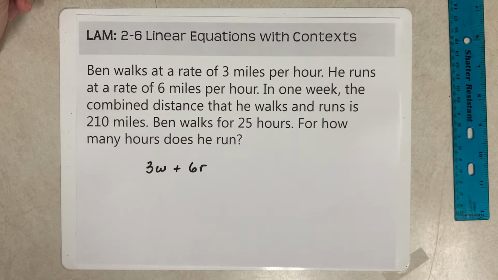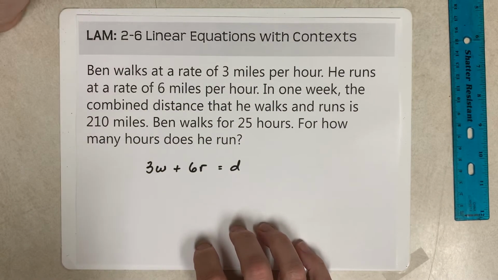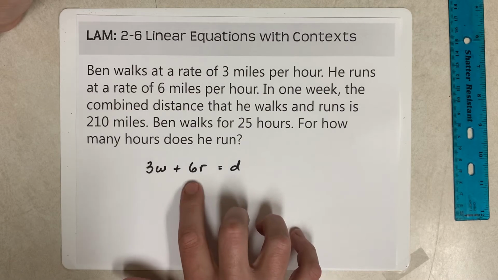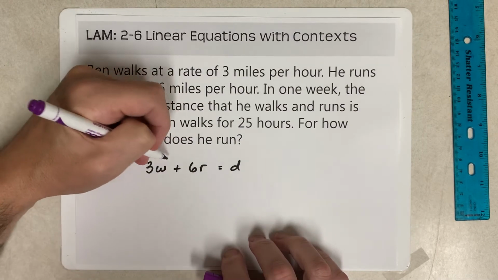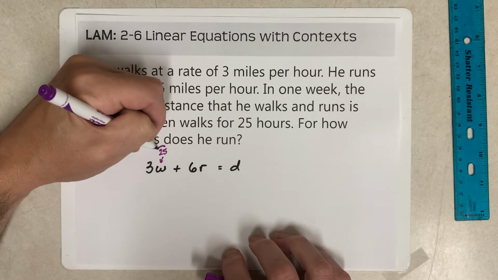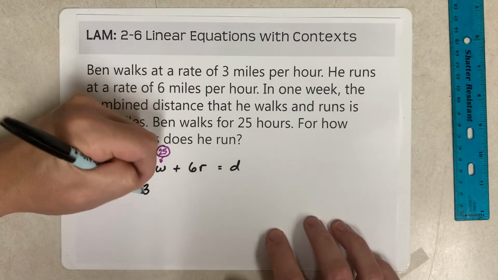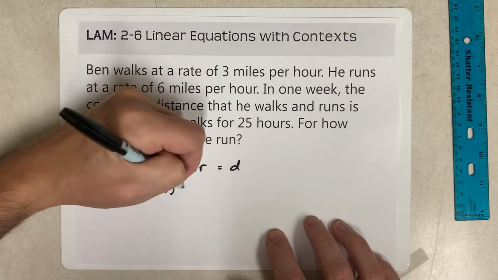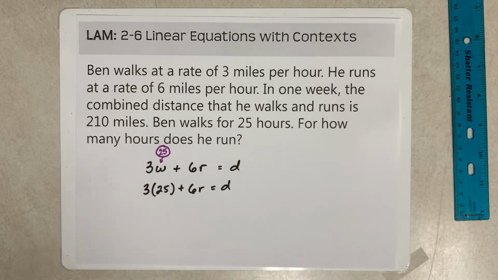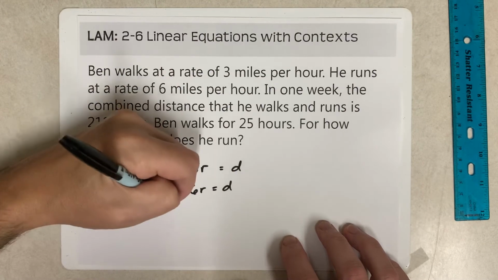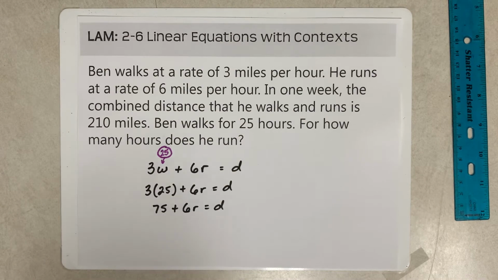And so I want that to be the distance. Now I need to figure out something here, and it says Ben walks for 25 hours. That's telling me to put a 25 in for that W right there. Okay, so let's see what we got. 3 times 25 plus 6R is equal to distance altogether. And so now I've got 75 plus 6R is equal to the distance. And I've got a two-step equation I've got to solve for D.